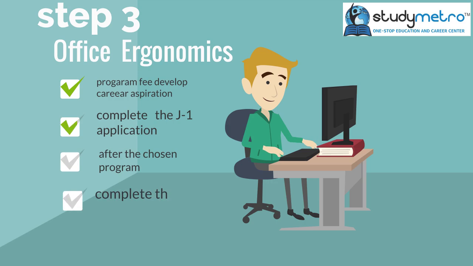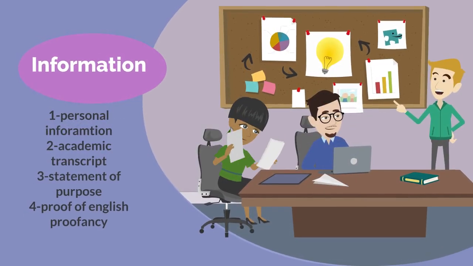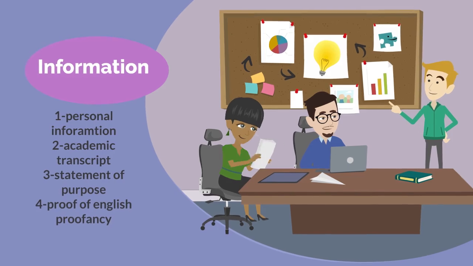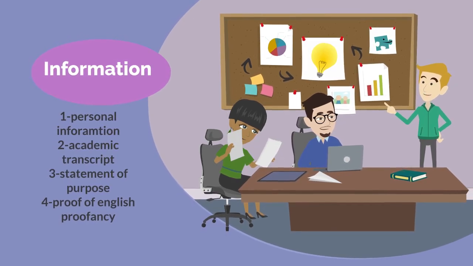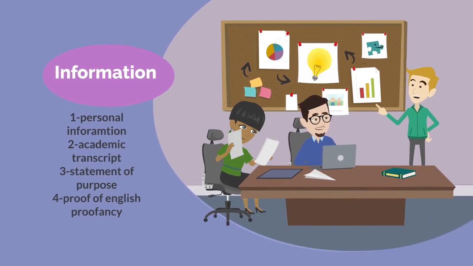Step 3. Complete the J-1 application. After you have chosen a program, you will need to complete the J-1 application. This will include providing personal information, academic transcripts, and a statement of purpose. You will also need to provide proof of English proficiency, either through an exam or a letter from your university.